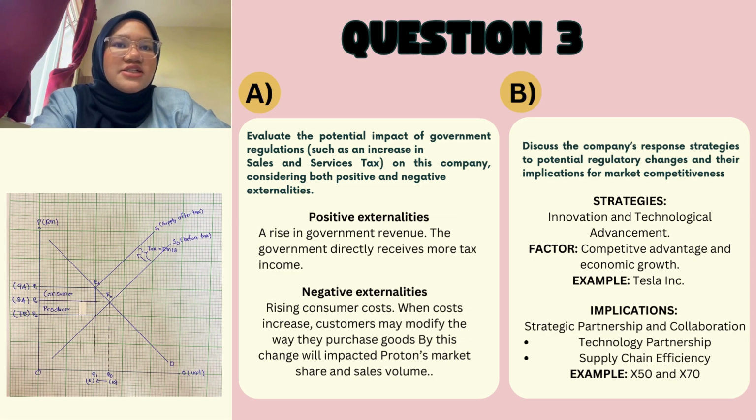Several important factors should be considered when analyzing how a rise in the sales and service tax, known as SST, might affect government revenue. The government directly receives more tax income when the SST rate is raised. For instance, the government would receive more tax money from each Proton vehicle sold if the SST rate on cars was raised from 5% to 10%. Proton Holdings Berhad faces negative externality because of rising consumer costs.